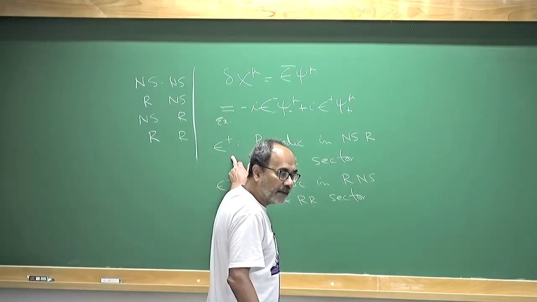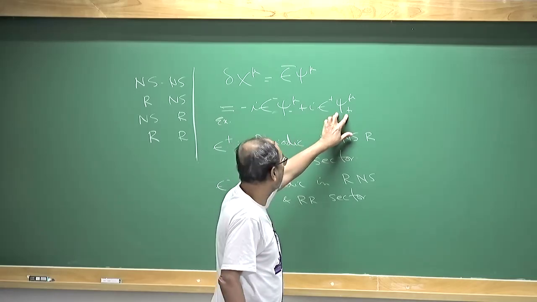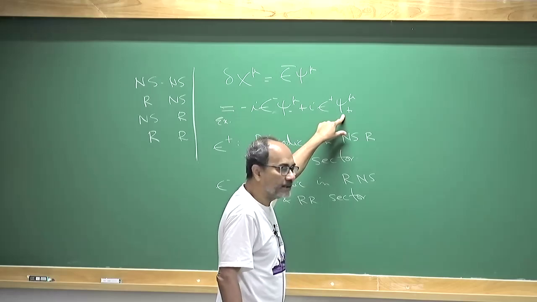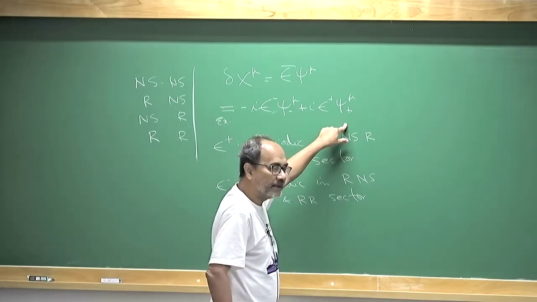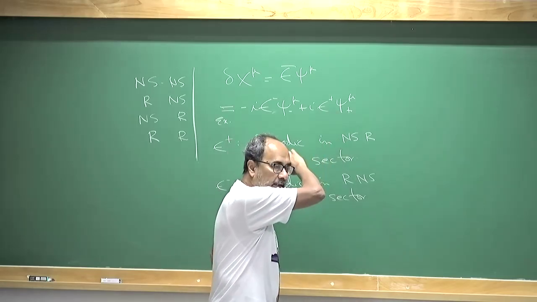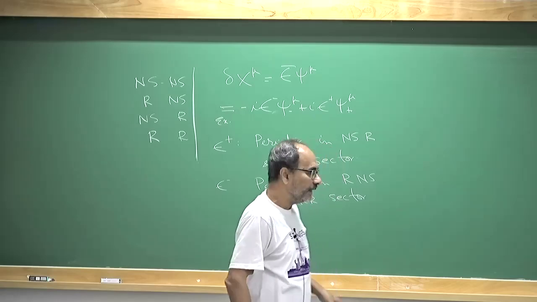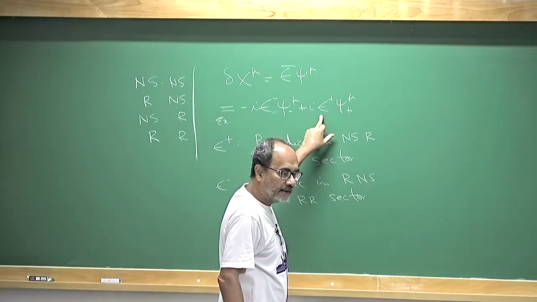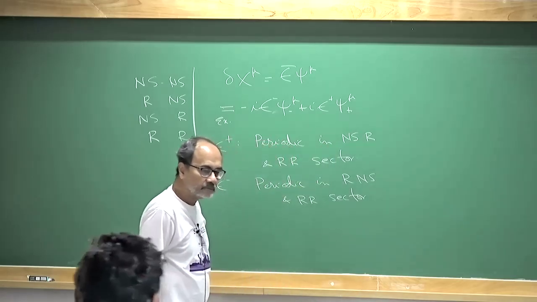Why is epsilon plus periodic? Because this product has to be periodic, since x mu is periodic. So whether epsilon plus is periodic or anti-periodic depends on whether psi mu plus is periodic or anti-periodic. And NSR and RR sectors are defined such that psi mu plus is periodic, because the right sector refers to psi mu plus. If R means periodic, NS means anti-periodic. So in the NS sector, psi mu plus will be anti-periodic, and that means epsilon plus also should be anti-periodic. Similarly, in the RNS sector, psi mu plus is anti-periodic, so epsilon plus is anti-periodic. Is this clear?